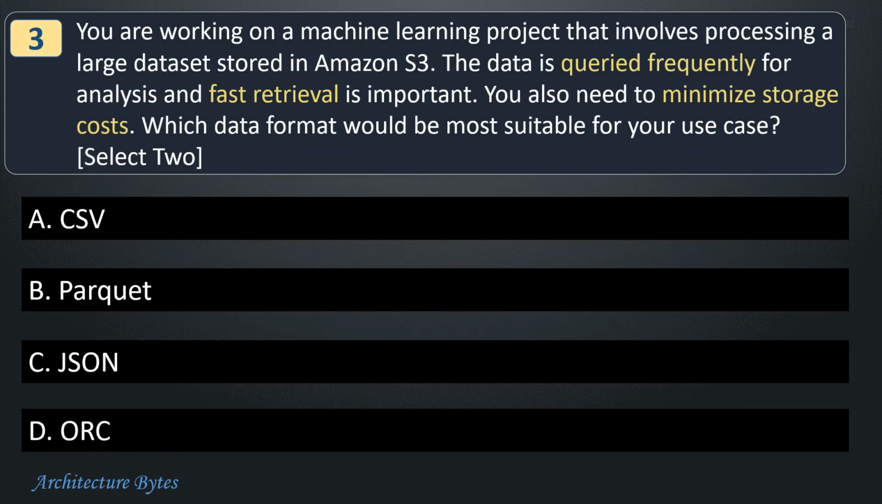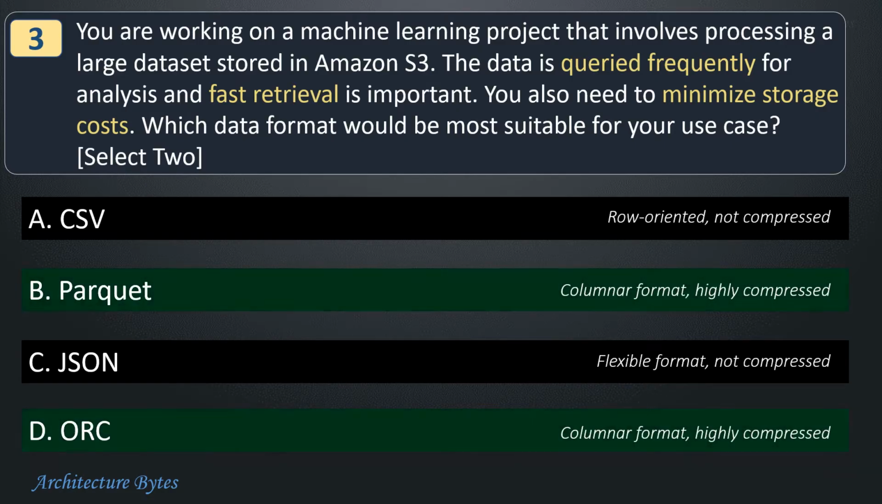You are working on a machine learning project that involves processing a large dataset stored in Amazon S3. The data is queried frequently for analysis, and fast retrieval is important. You also need to minimize storage costs. Which data format would be most suitable for your use case? Select two right options. Our options are CSV, Parquet, JSON, and ORC.